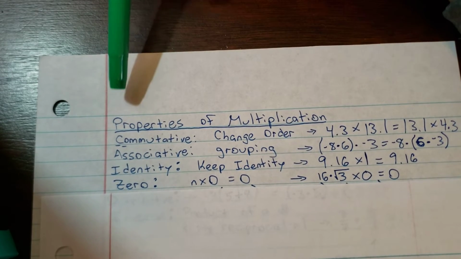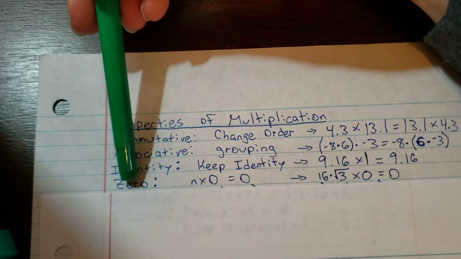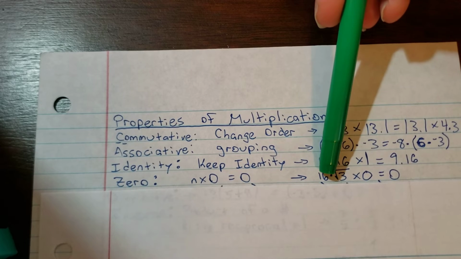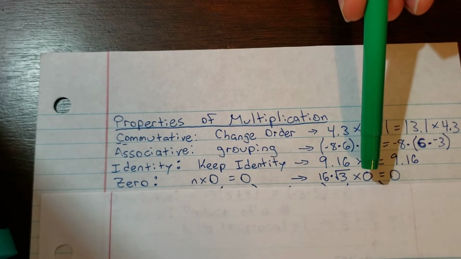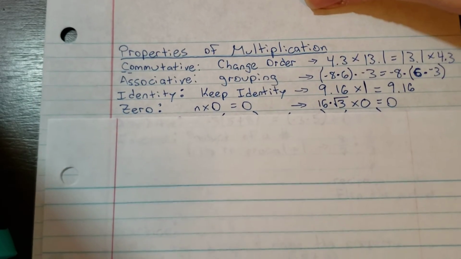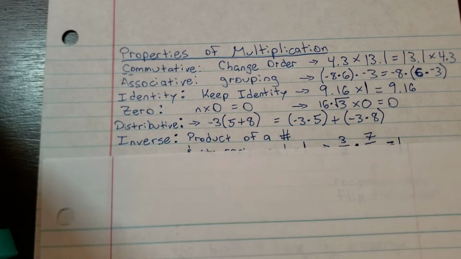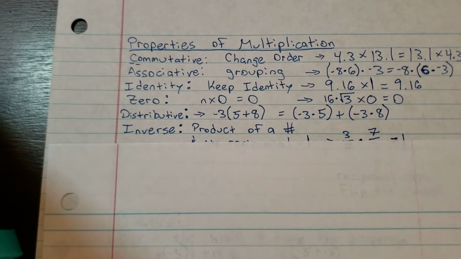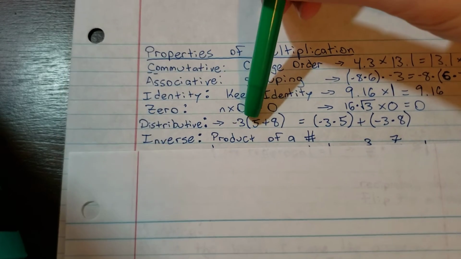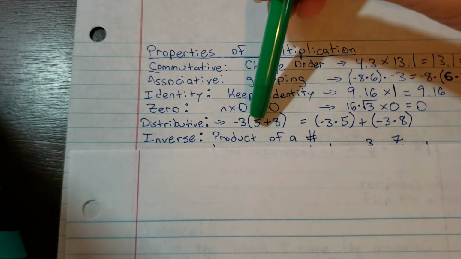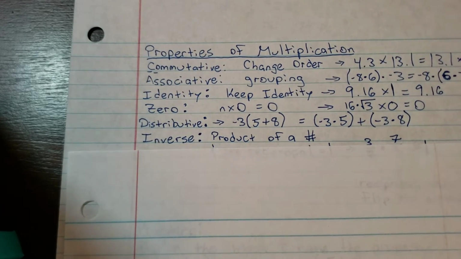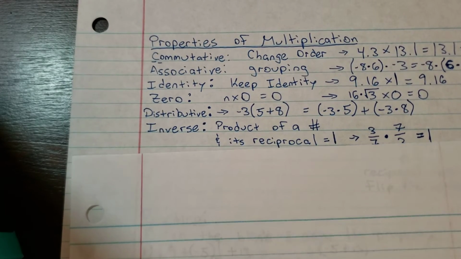A new property that multiplication has is the 0 property. That's where if you multiply something by 0, it equals 0. So it doesn't matter that we're multiplying 16 by the square root of 3, because we're multiplying it by 0, so it's going to equal 0. Okay. A couple other ones that we have for multiplication. The distributive property. This is where you multiply something to each term, so negative 3 times 5 plus negative 3 times 8. That's distributive.